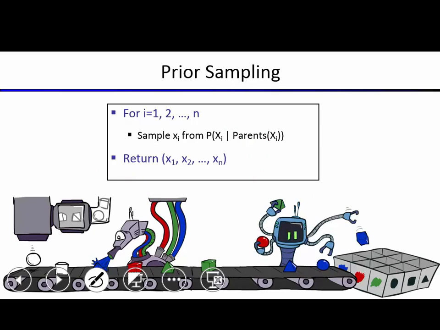So procedurally, what this looks like is something like this. To generate one sample, you cycle through all your variables in some ordering that's consistent with the ordering of the variables in the graph. You sample Xi from the conditional of Xi given the parents of Xi, which you already sampled before. And then you return that full instantiation x1 through xn. That's your one sample.